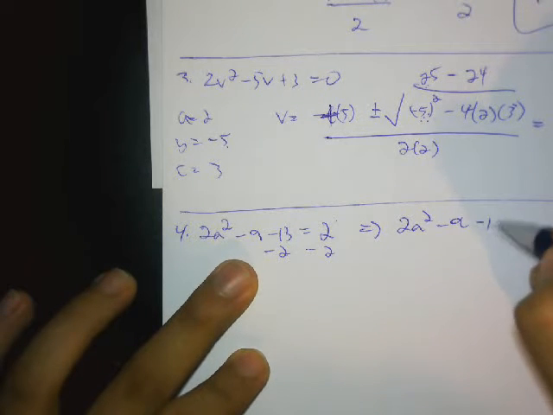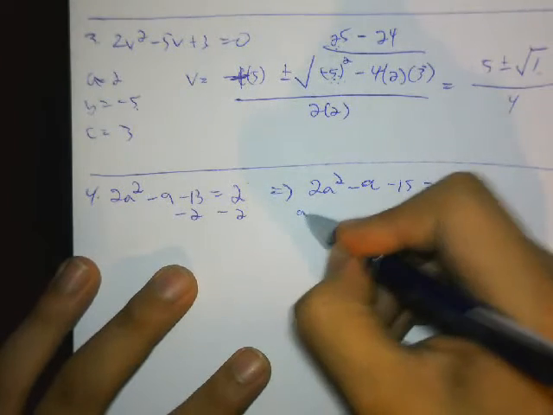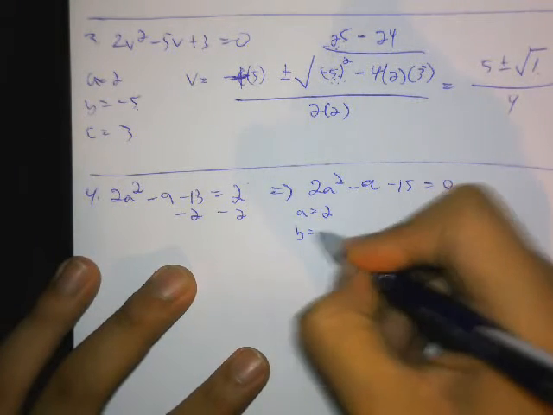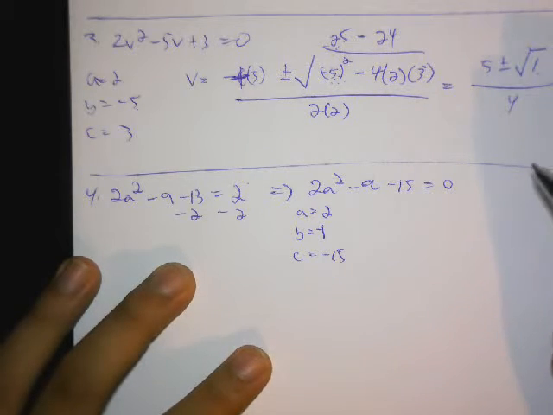Negative 13 minus 2 is negative 15. And now it does equal 0. So now my a here is 2. My b here is negative 1. My c is negative 15.